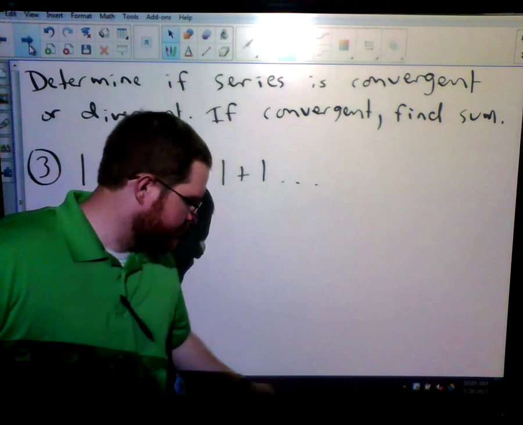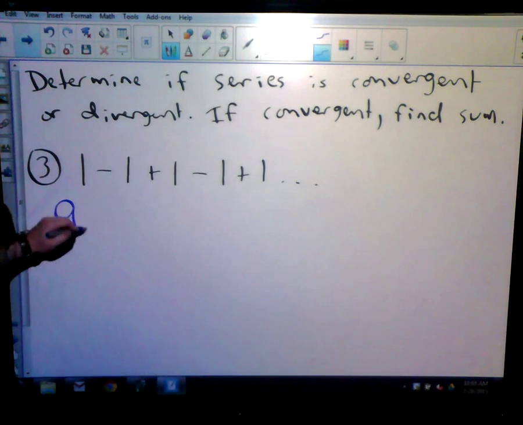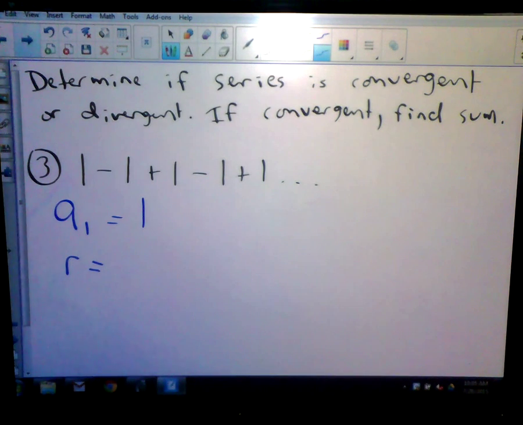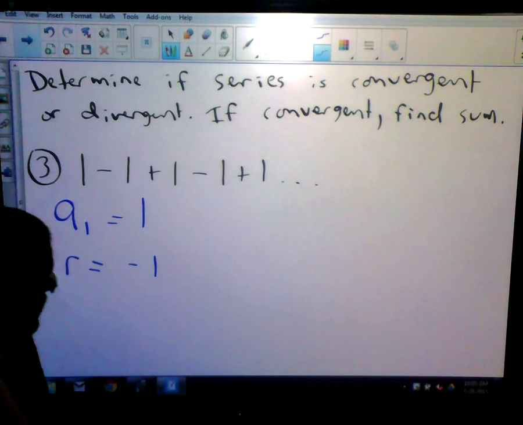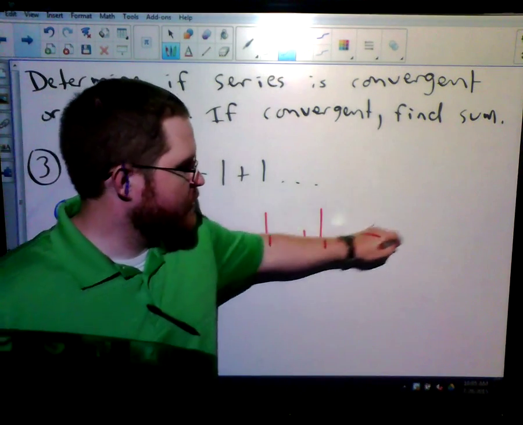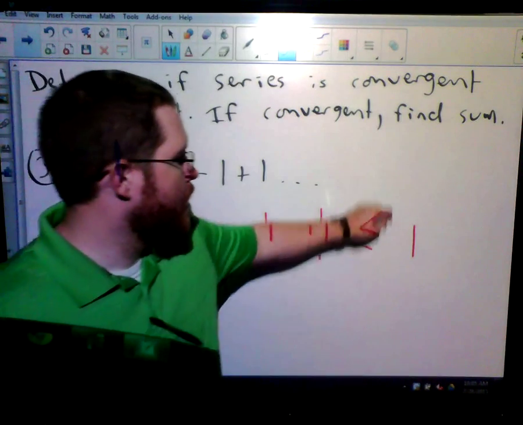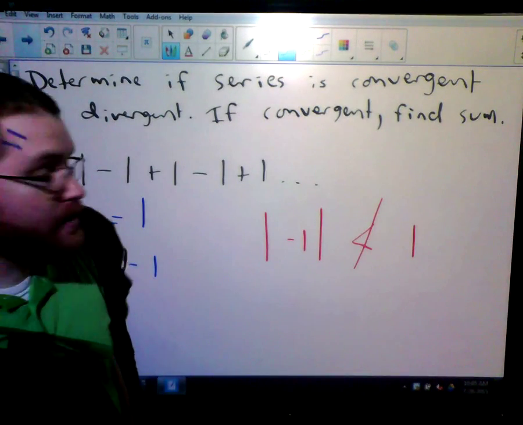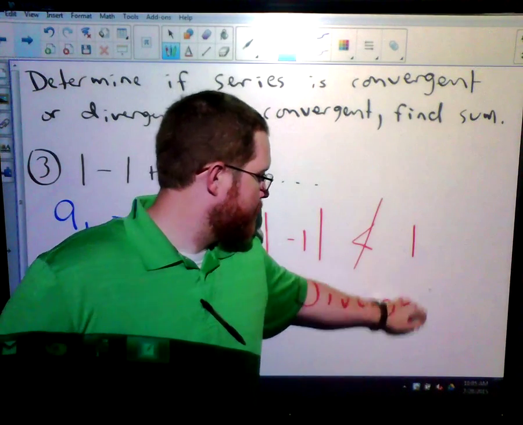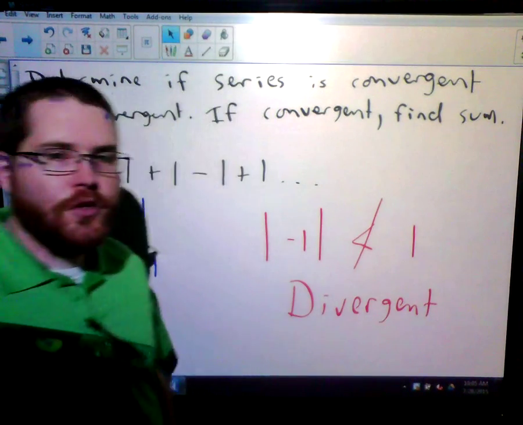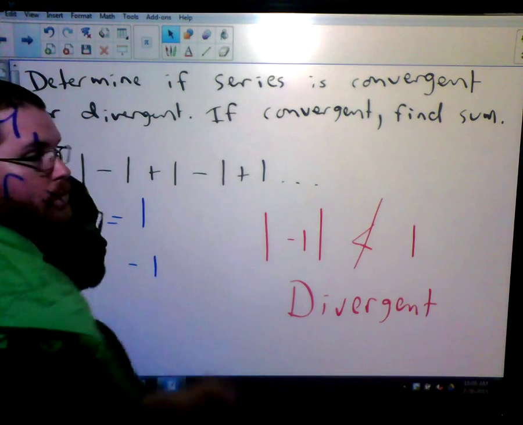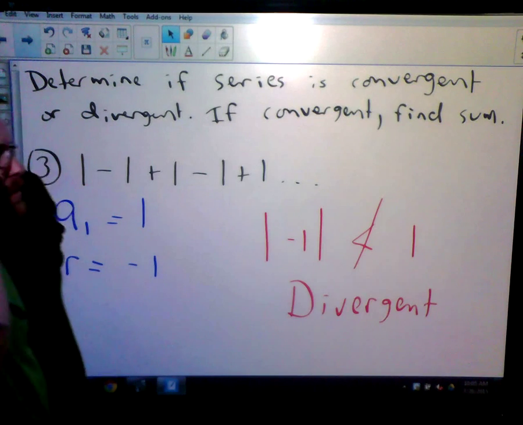How about this one? This is an interesting one. a sub 1 equals 1, r equals, what are you multiplying by every time here? Negative 1. Is the absolute value of negative 1 less than 1? No, it's not. It's equal to 1, and it's not less than. So this is divergent. Use some common sense and you'll see why. 1, 0, 1, 0, 1. It just bounces back and forth between 0 and 1.